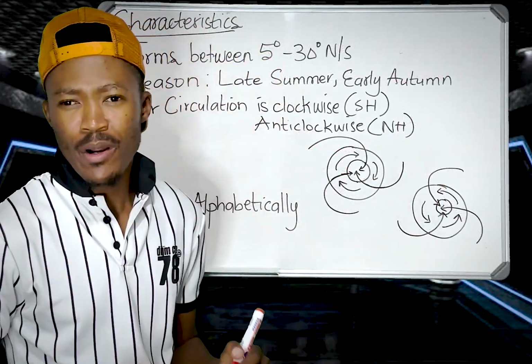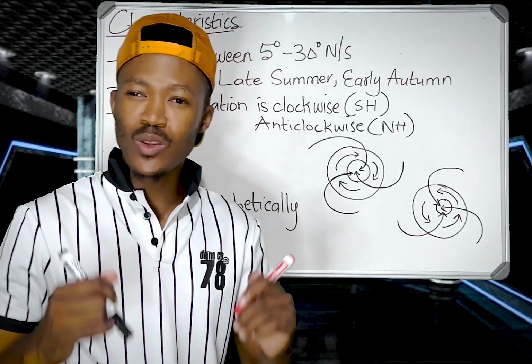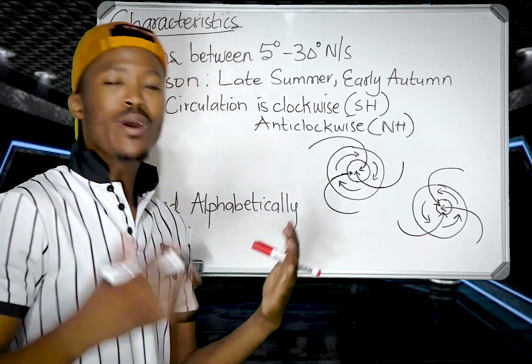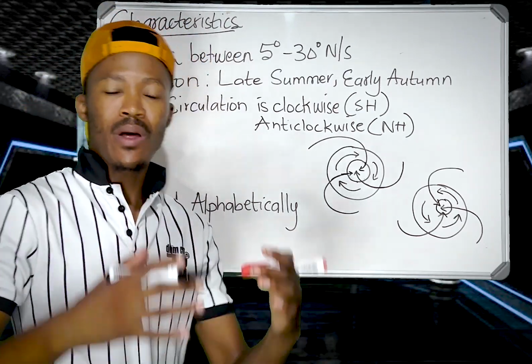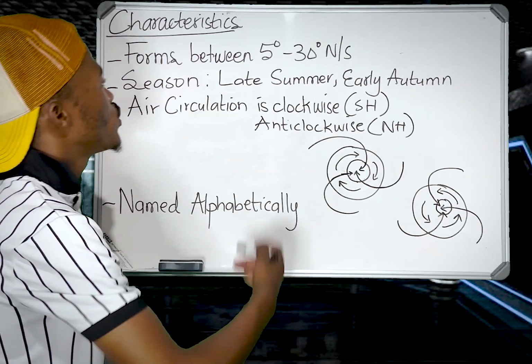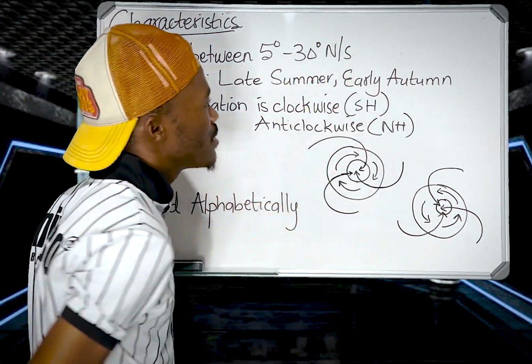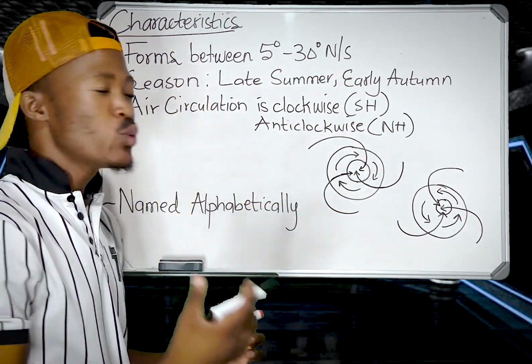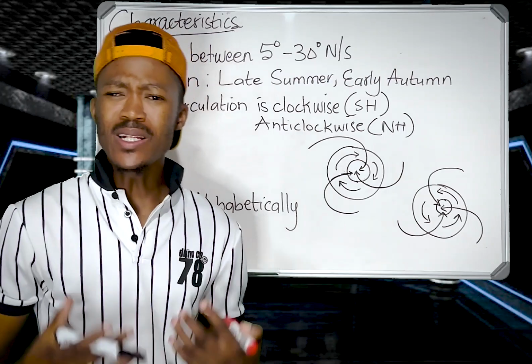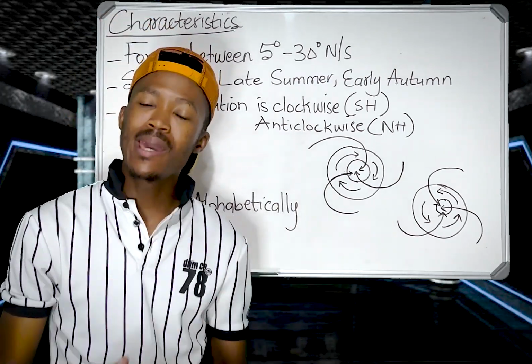Now let us discuss further the characteristics of the tropical cyclone. All right, moving on. The characteristics of the tropical cyclone. We have already established that tropical cyclones form between 5 degrees and 30 degrees latitude. But we need to understand, when do these cyclones occur?